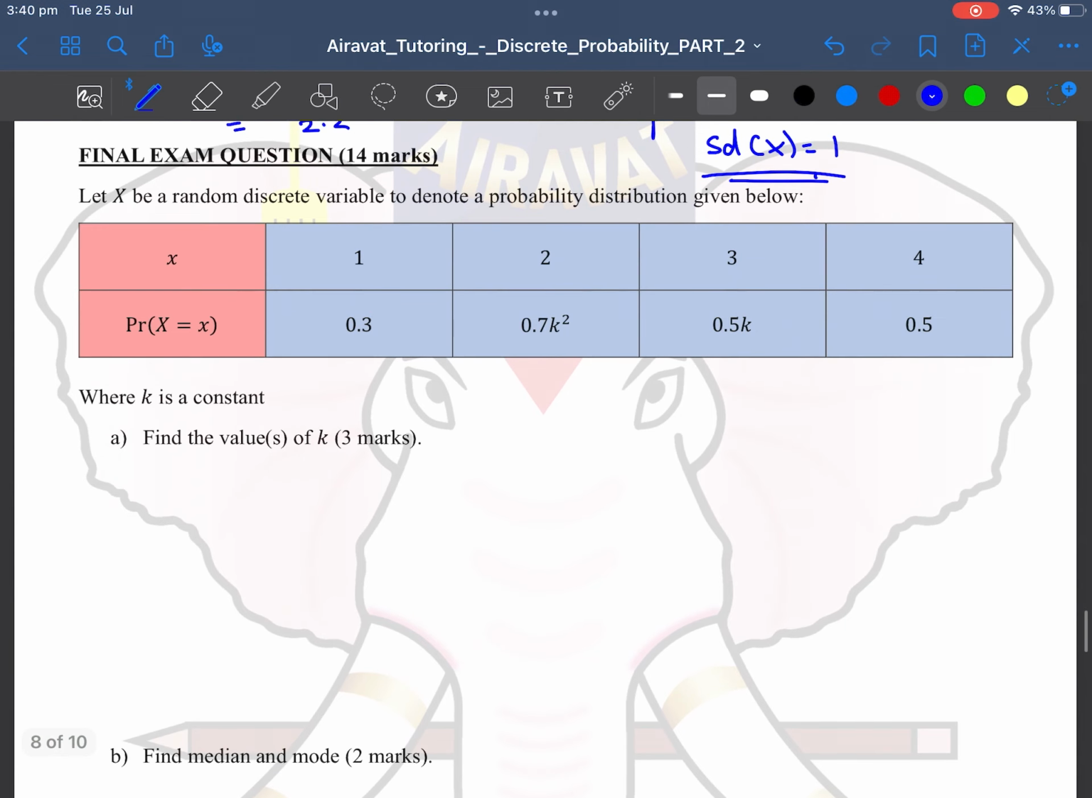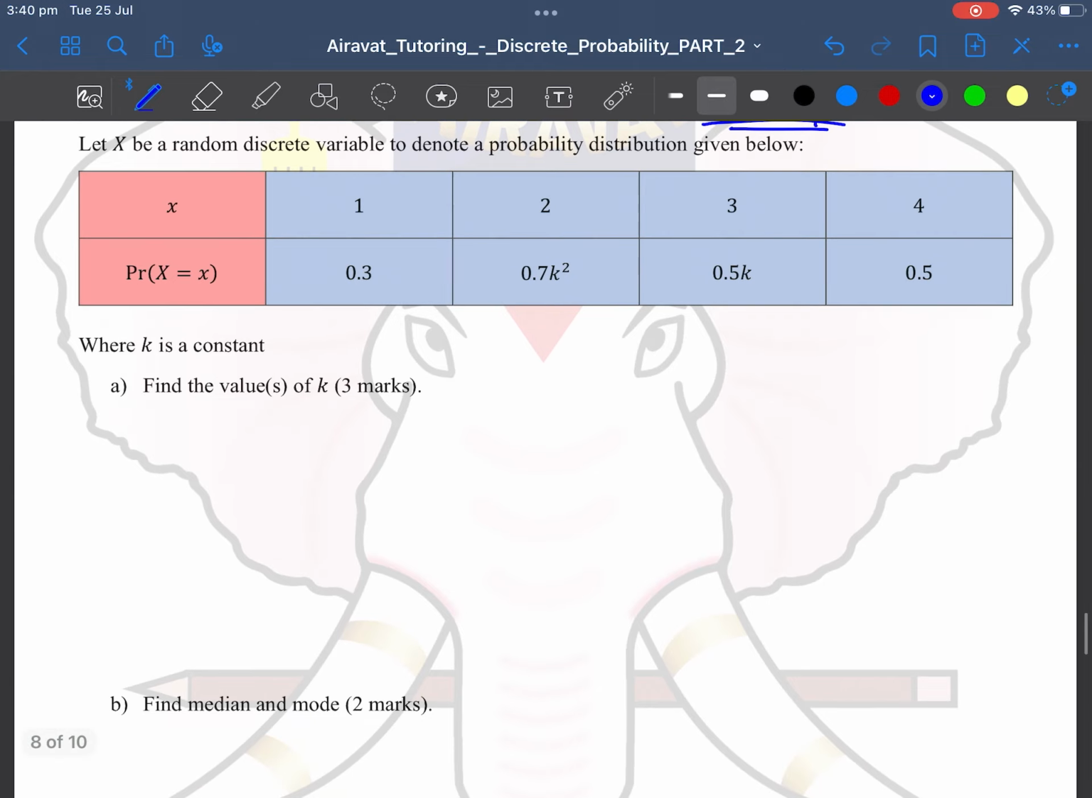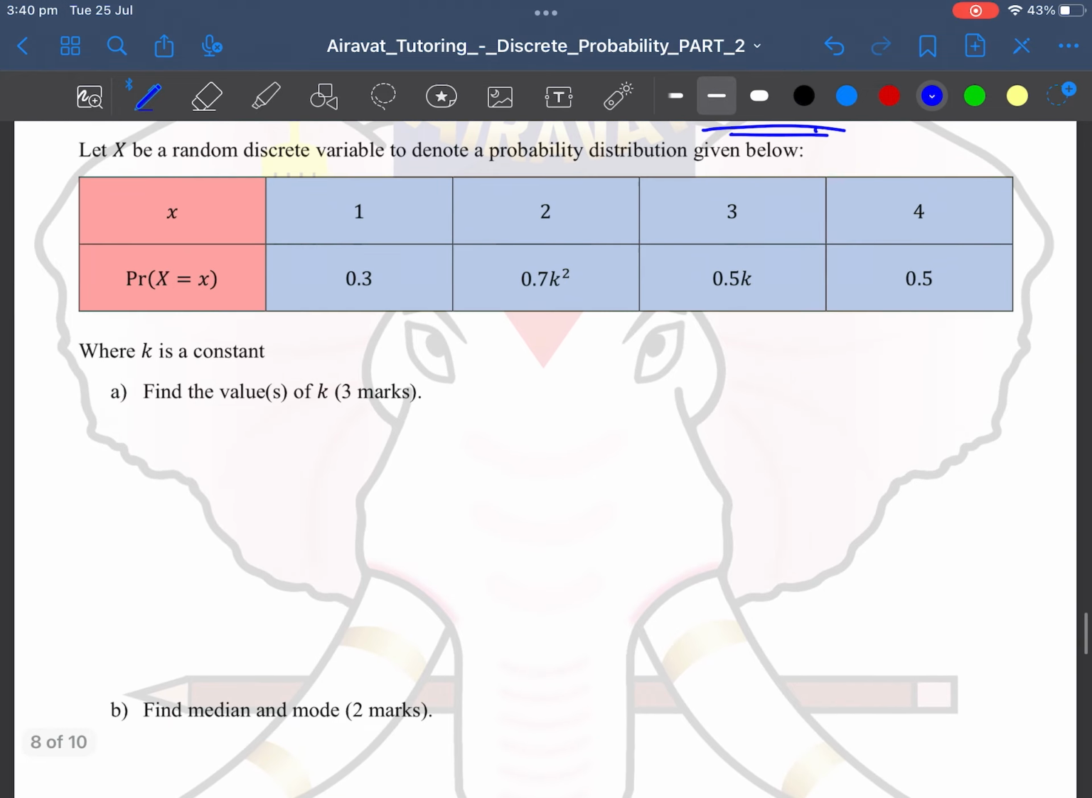Okay, now time to do the final exam question, where I combine all the knowledge of discrete probability that I taught you so far and put the whole chunk into one question. We are given this probability mass function table over here. So x is a discrete random variable, and k is a constant. Find the value or values of k.